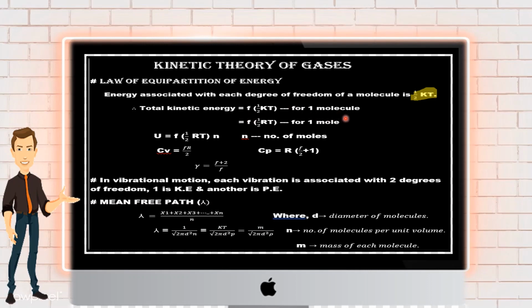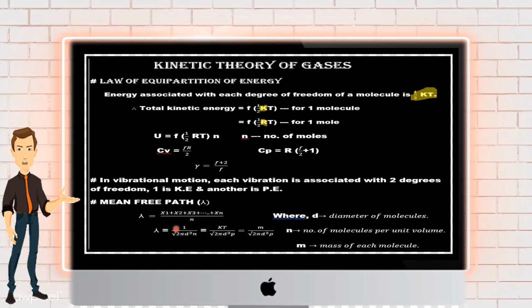It's for one molecule. If it is for one mole, then it becomes F multiplied by 1 by 2 RT, multiplied by the number of degrees of freedom. Here, what's the difference between the term k and the term R? k is used for one molecule, R is used for one mole. And if it is for n moles, then simply it becomes 1 by 2 nRT multiplied by the number of degrees of freedom to find the total kinetic energy.